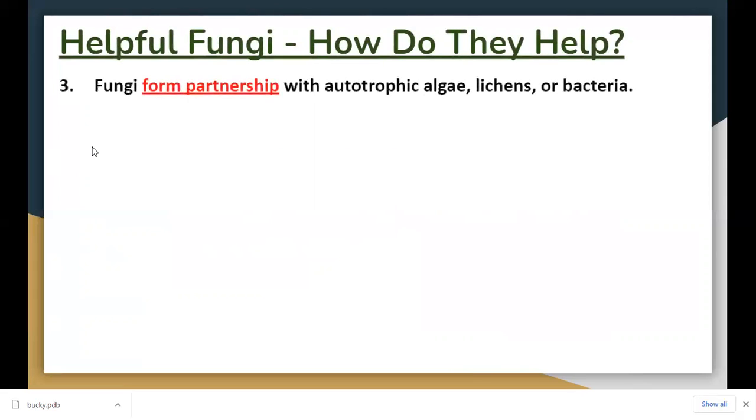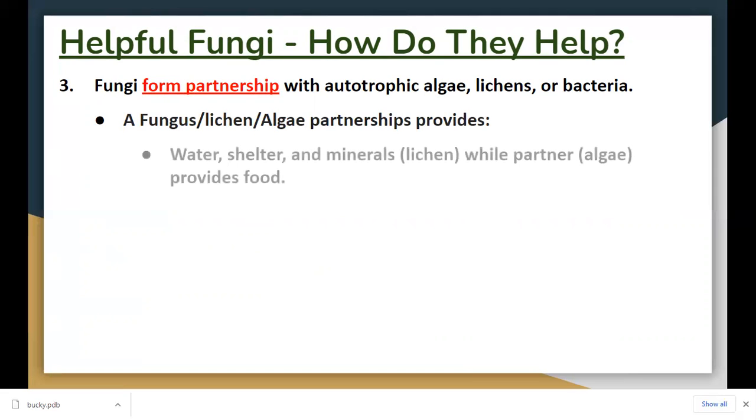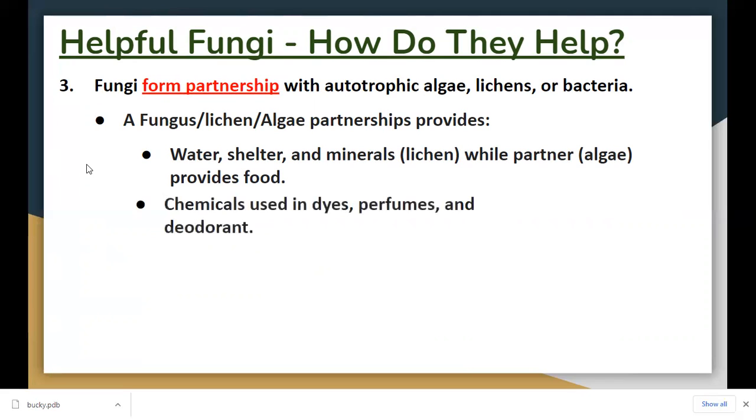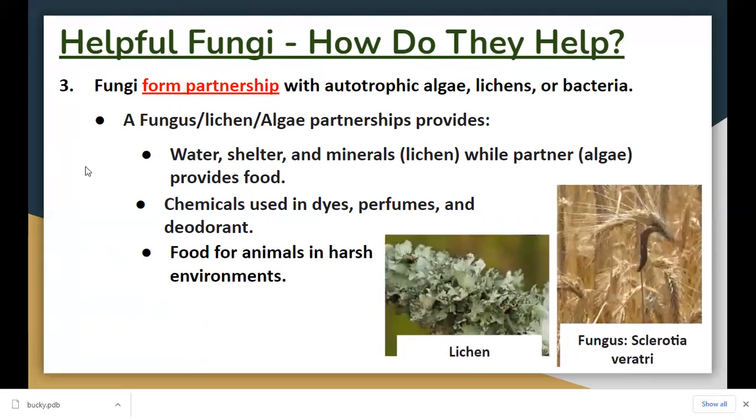How else is fungi helpful? It forms partnerships with autotrophic algae, lichens, and bacteria. A fungus-lichen-algae partnership provides water, shelter, and minerals for the lichen, while its partner, the algae, provides food. Chemicals used in dyes, perfumes, and deodorants are also used with fungi, and foods for animals in harsh environments. Here's a lichen and here's a fungus, and I don't know if I can say this one, Sclerotinia veratri. That was a bad pronunciation.